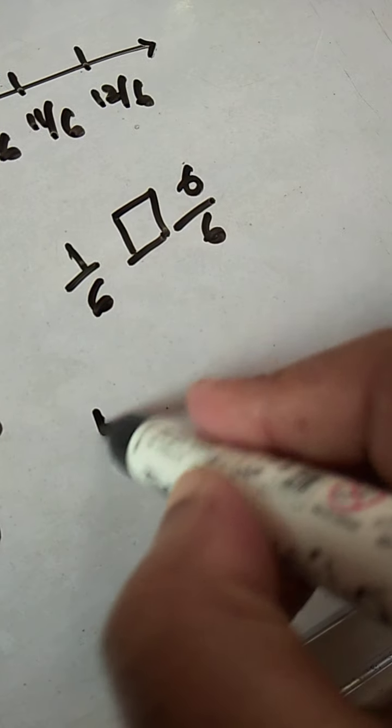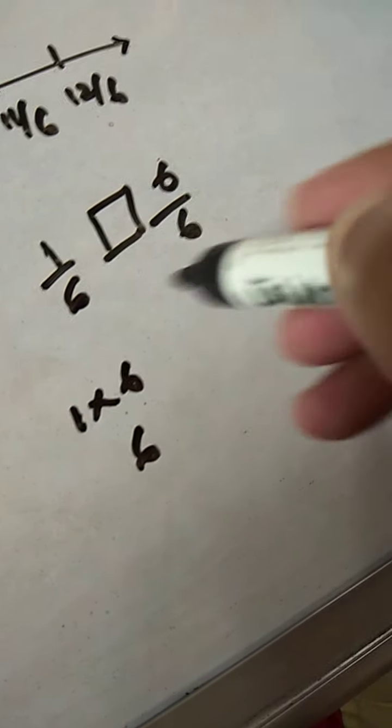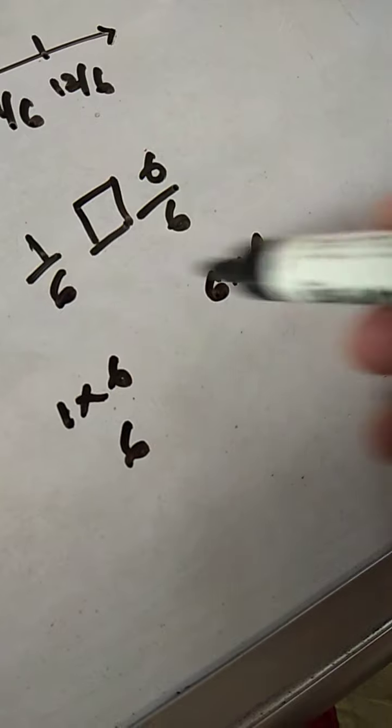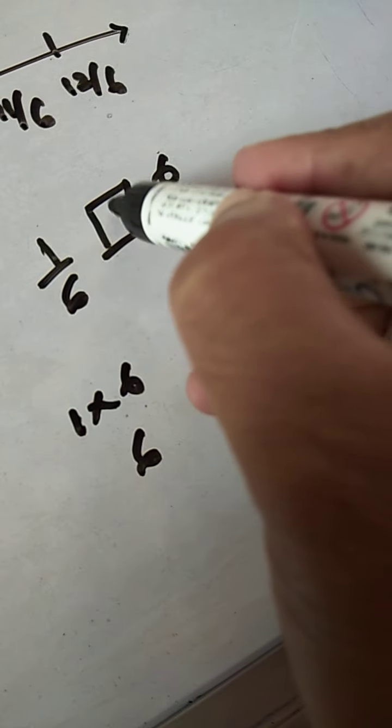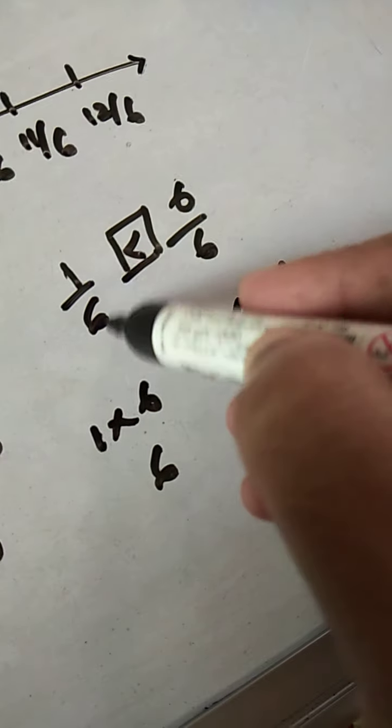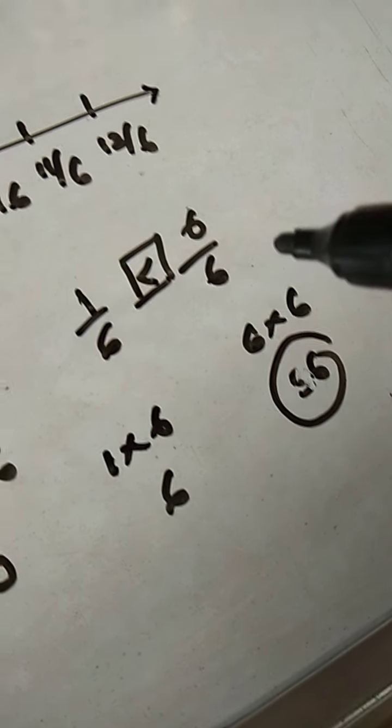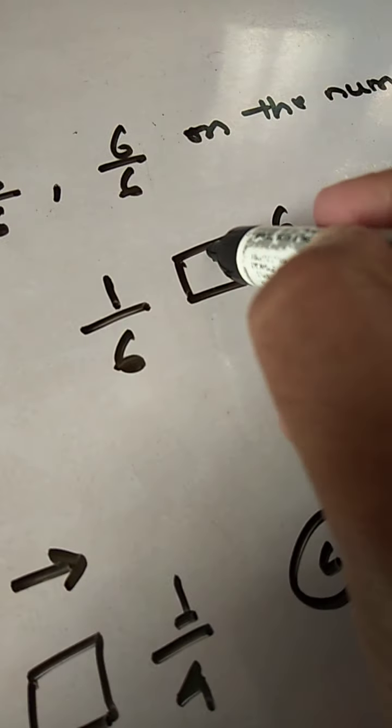6 1s is 6, 1 into 6. Okay, that means 6, and 6 into 6. 6 into 6 is what? 36. So which side is greater? Right hand side. So fine. So 1 by 6 is less than 6 by 6. Okay, so you can apply this method.